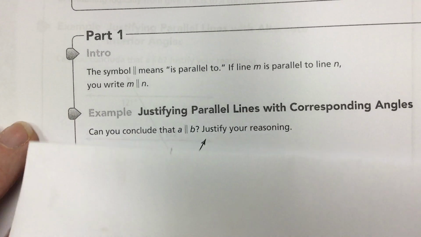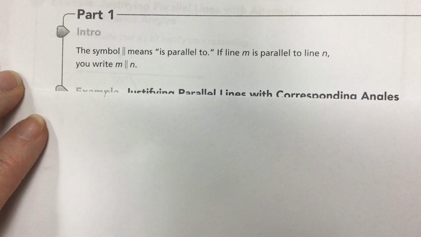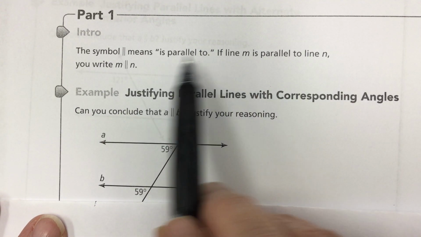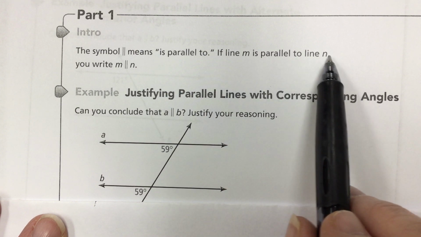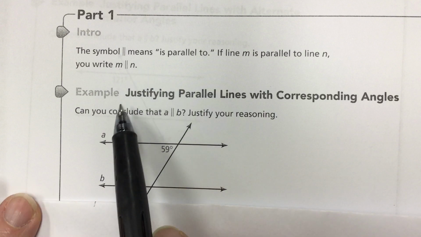Next, here we have the symbol parallel, which means is parallel to. And I've already talked to you about that. If line M is parallel to line N, you would write M parallel to N.